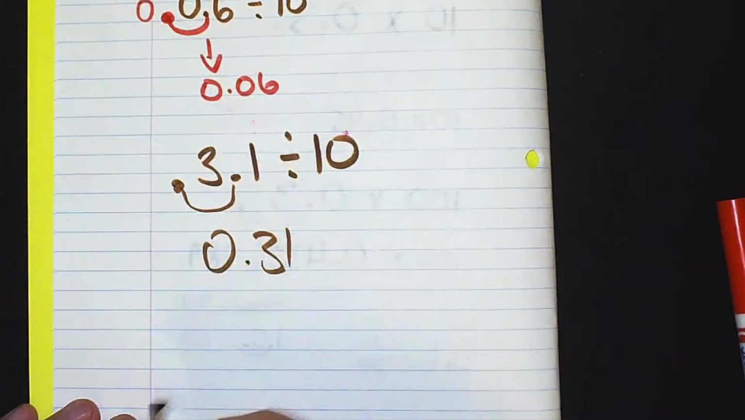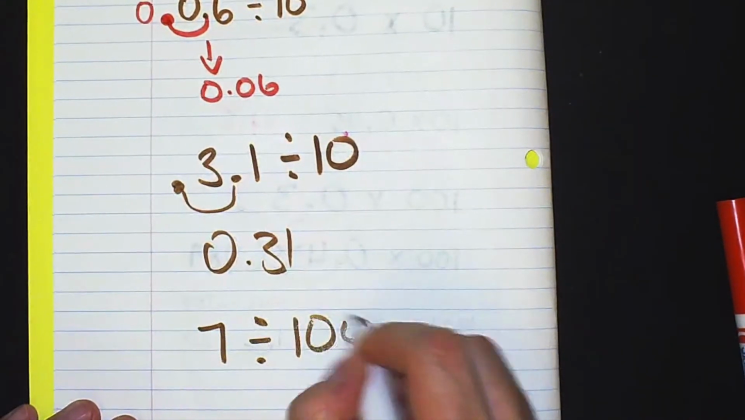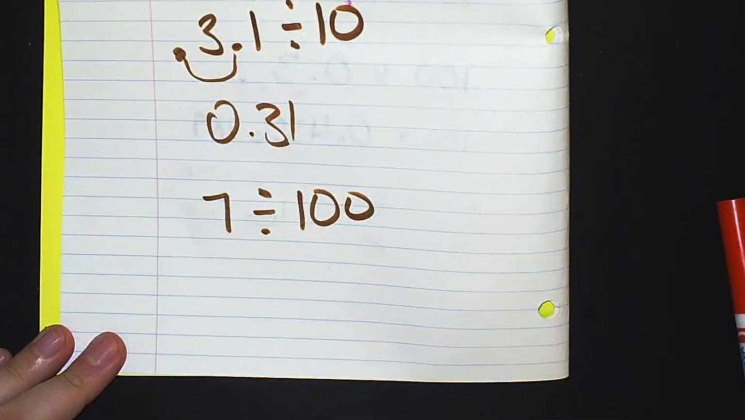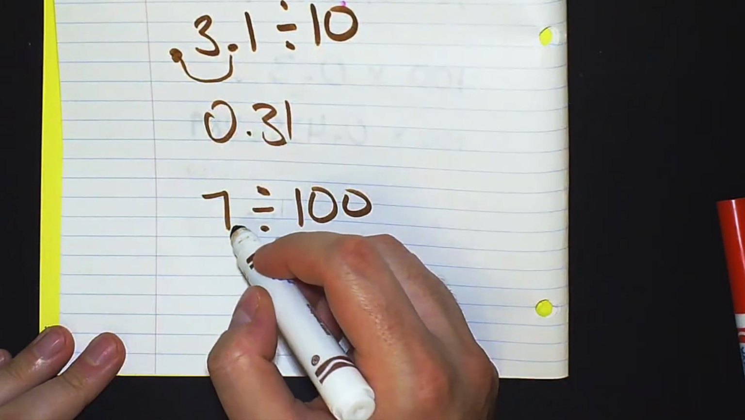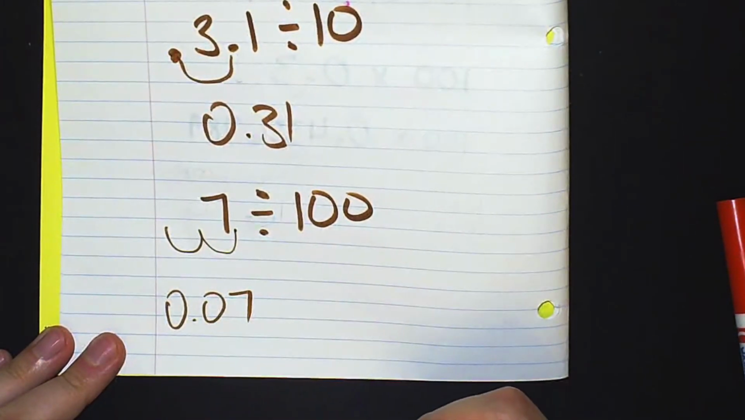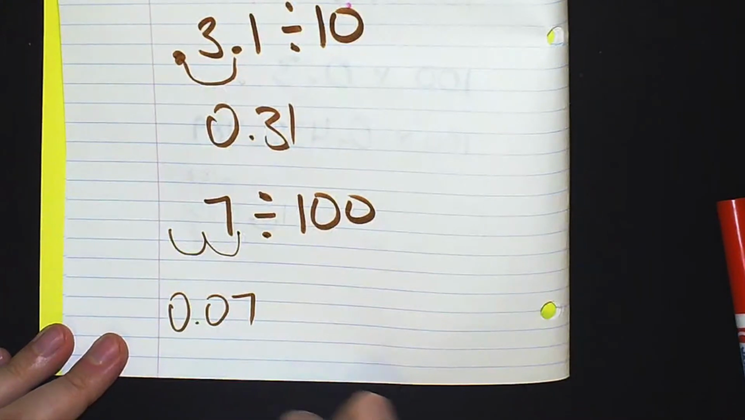This will always work. Now, if I did 7 divided by 100, okay? Well, where's the decimal on the 7? It's right over here. So you add a decimal there. 1, 2, 0.07. And that is really all you do when you are multiplying and dividing decimals by 10 and 100.